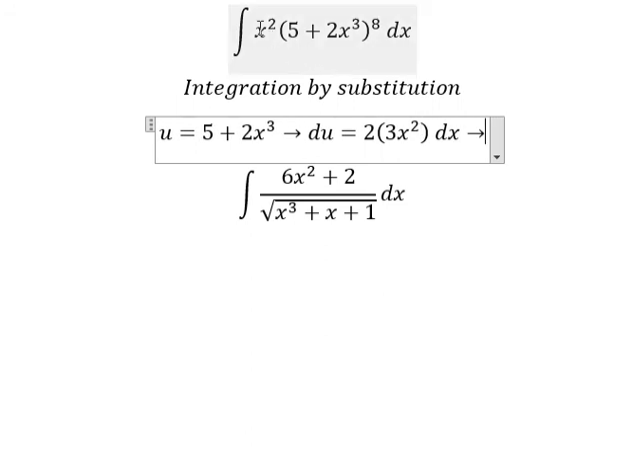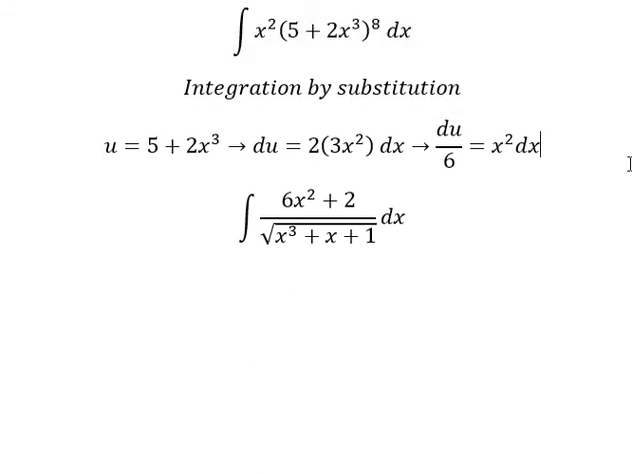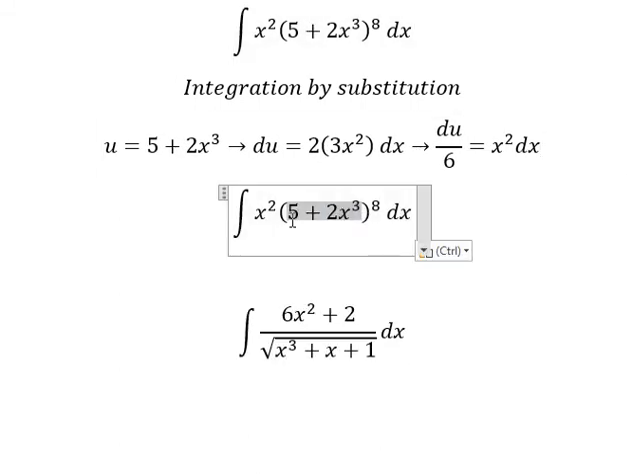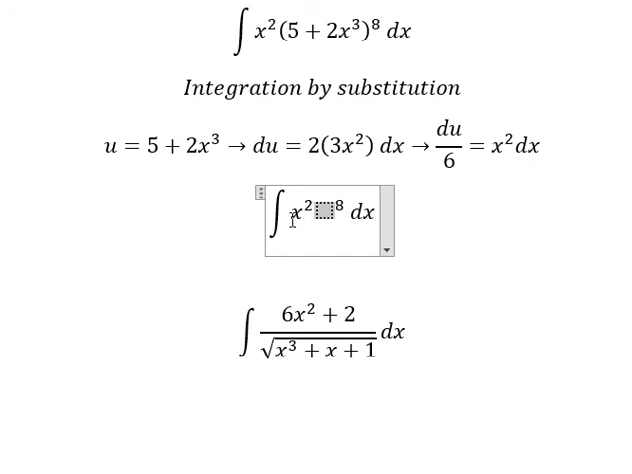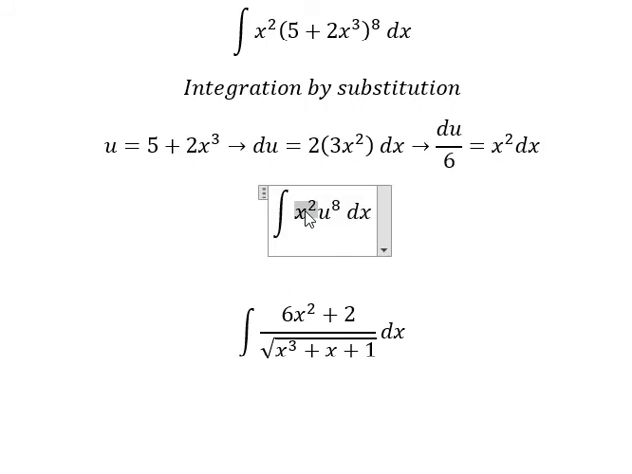Because we don't have number 6, that is number 2 and number 3, we need to divide both sides by number 6. This one we change by u. X squared dx we change by du over number 6.